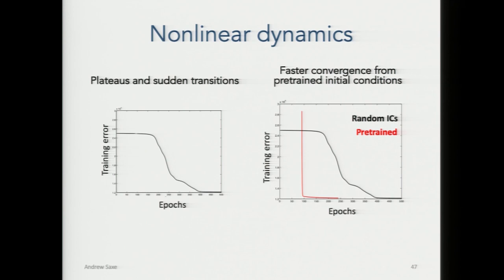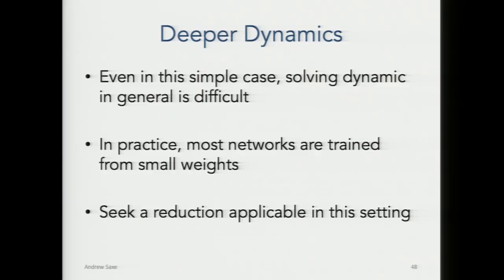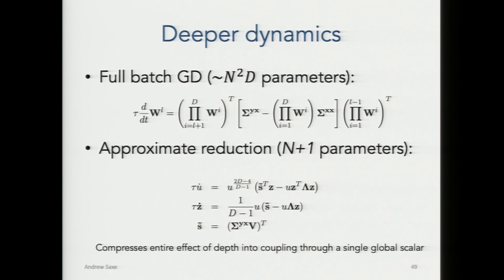All right. And remarkably, we're taking basically every assumption we can. It's still hard to solve this. So I'm going to have to add some more assumptions. And what I'm going to do is observe that most networks are trained from small weights. So I'm not going to seek a general solution. I'm going to seek a reduction of the dynamics that's applicable if you start from small weights. And I won't go through the full details here, but here's essentially the idea behind this.